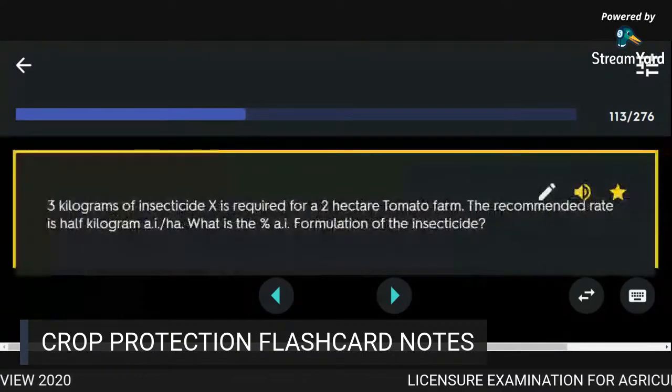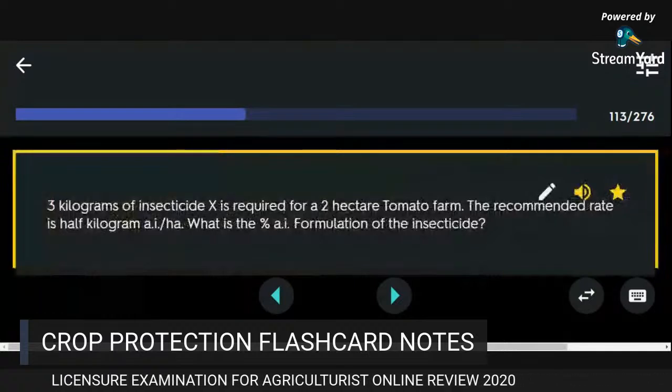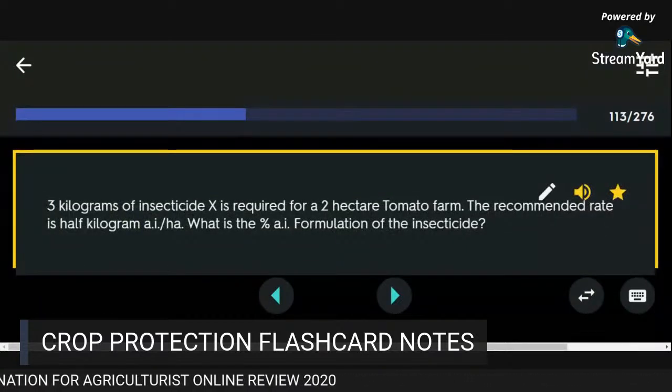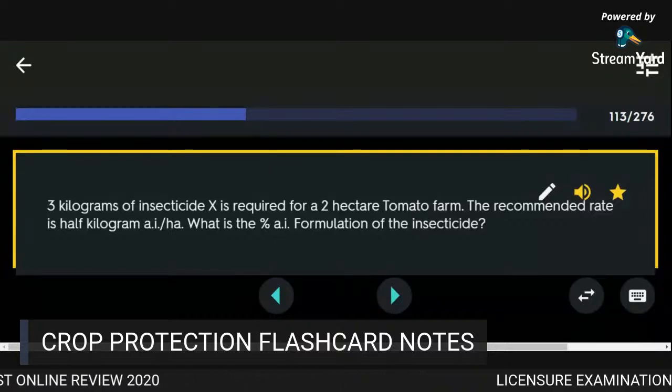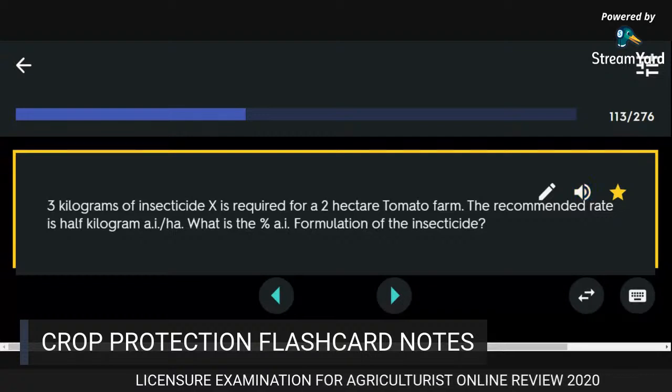3 kilograms of insecticide X is required for a 2-hectare tomato farm. The recommended rate is 0.5 kilogram AI per hectare. What is the percent AI formulation of the insecticide? 33.33%.